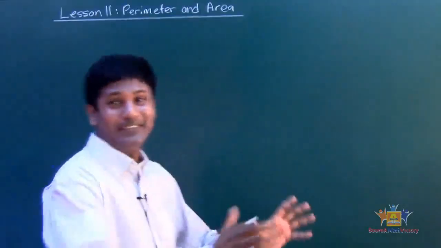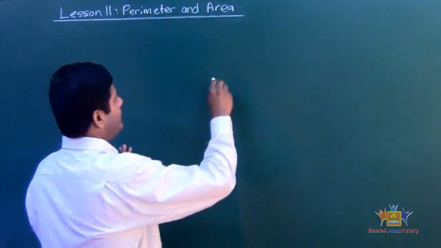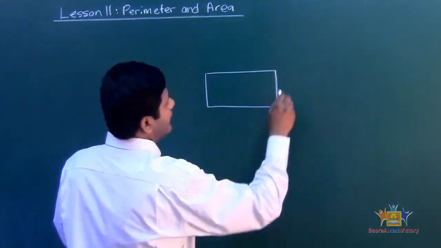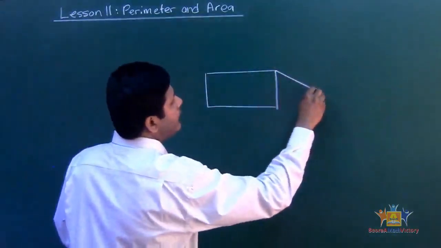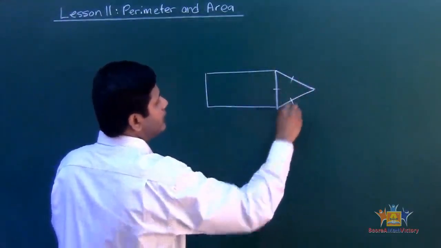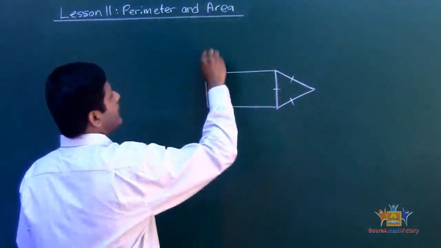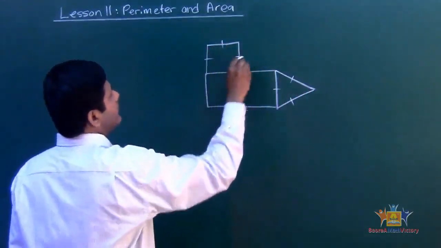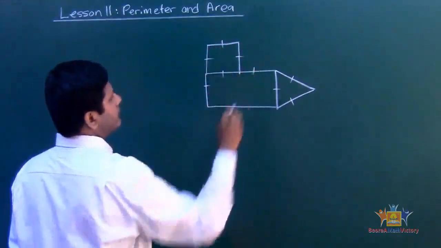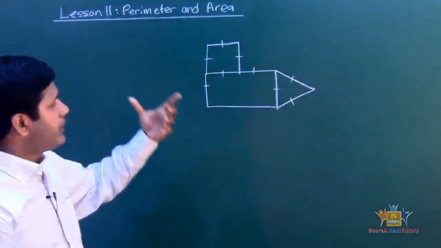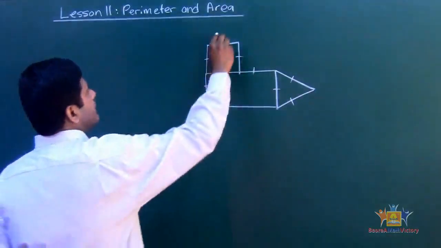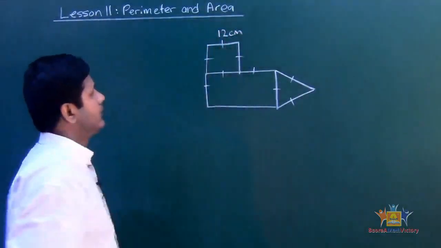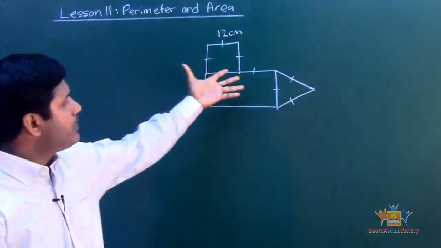Alright, my dear students, let's do another one. Let's say I have a rectangle and an equilateral triangle, and on top of the rectangle I'm going to put a square. I'm going to ask you to find the perimeter. Let's say I told you this side is 12 centimeters, and I ask you to find the perimeter of this figure.